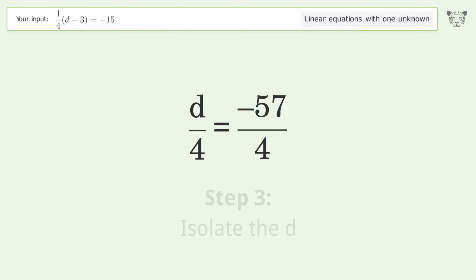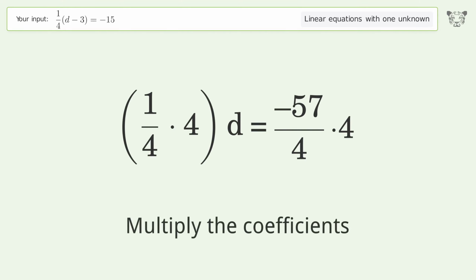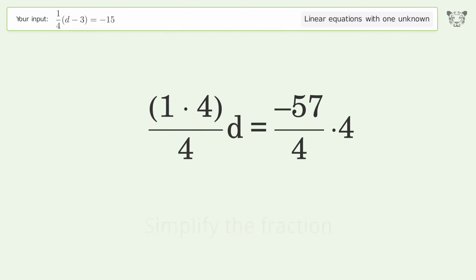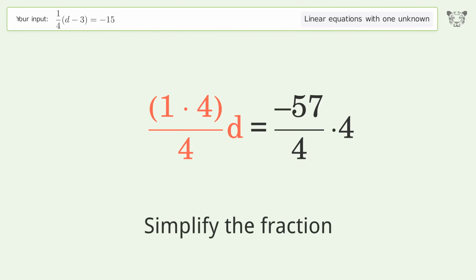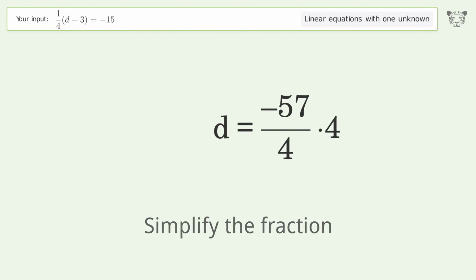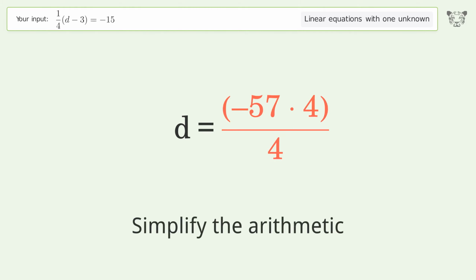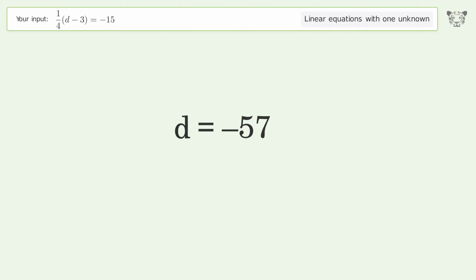Group like terms. Multiply the coefficients. Simplify the fraction. Multiply the fractions. Simplify the arithmetic. And so the final result is d equals -57.